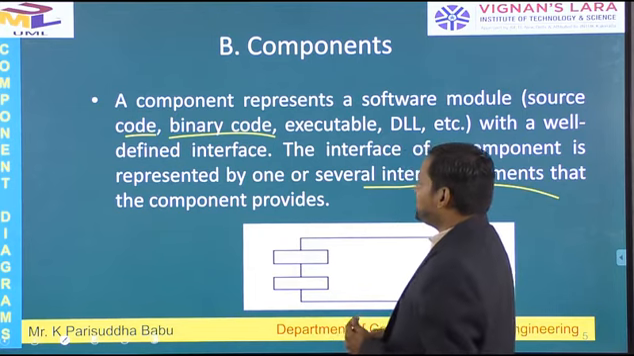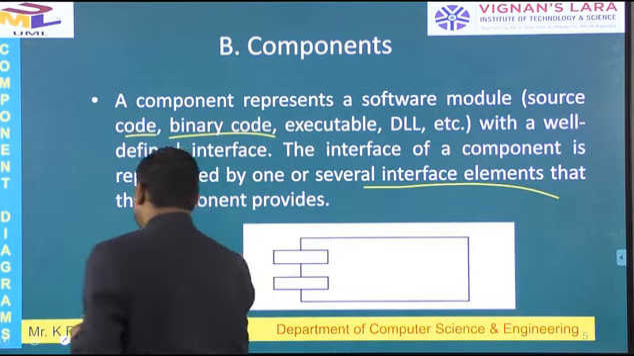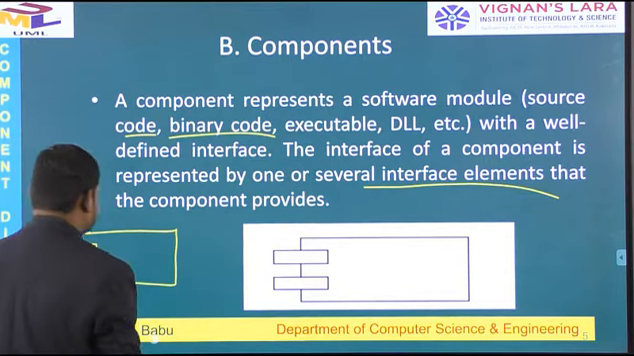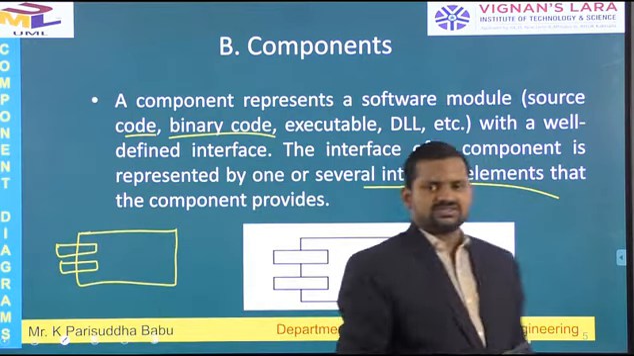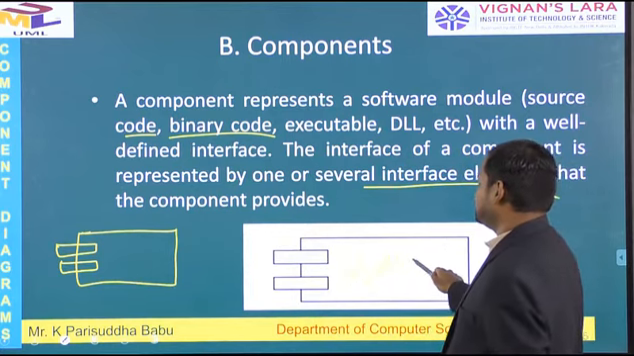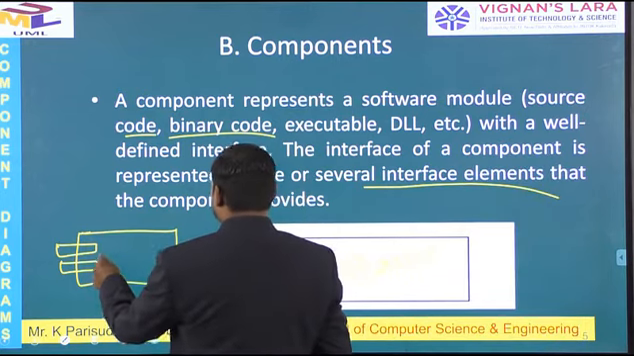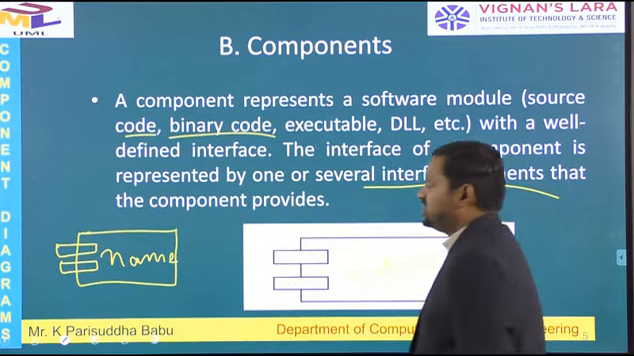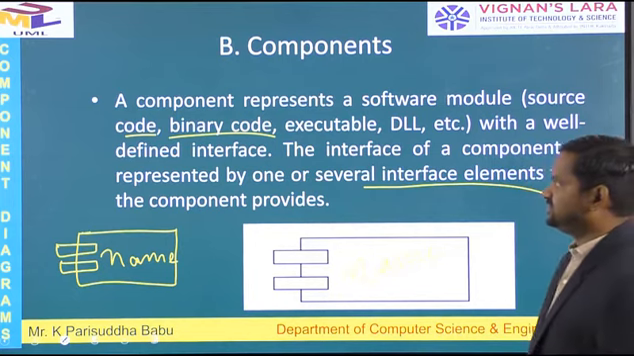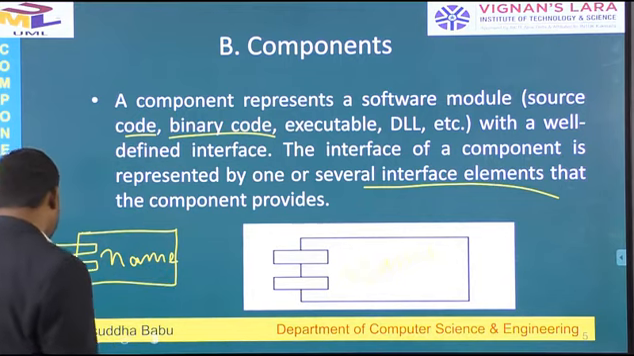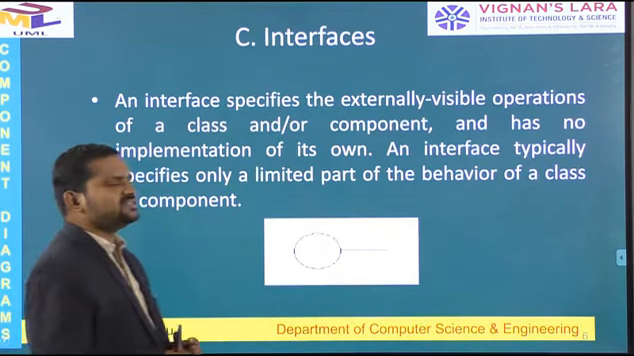The component has this symbol, a rectangle with some shapes. This shape is the component representation, and you also write the name of the component here. First one is the package, second one is the component. This way we represent them. And the third one is interfaces.